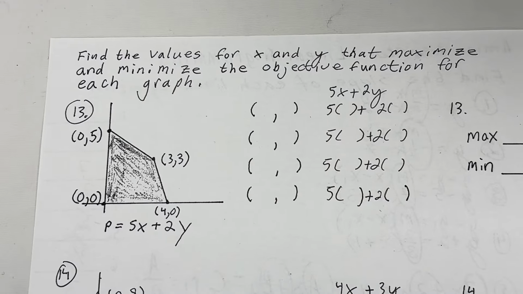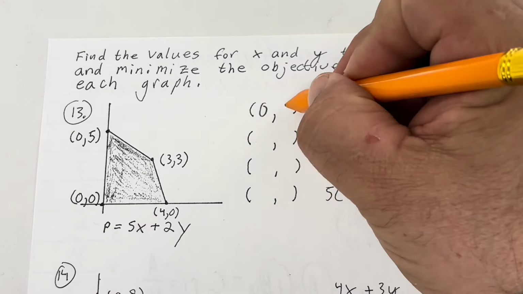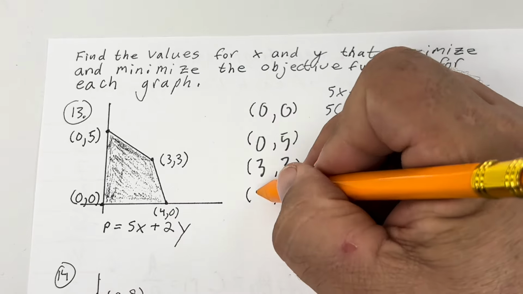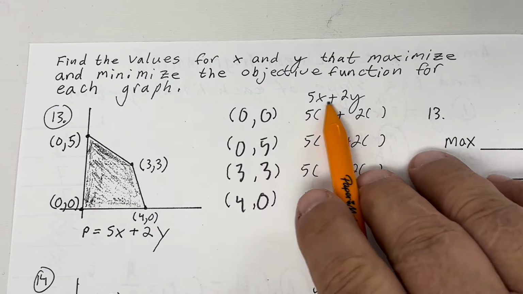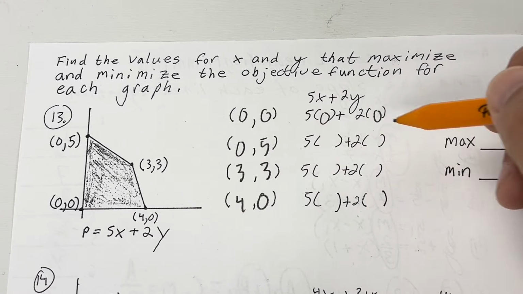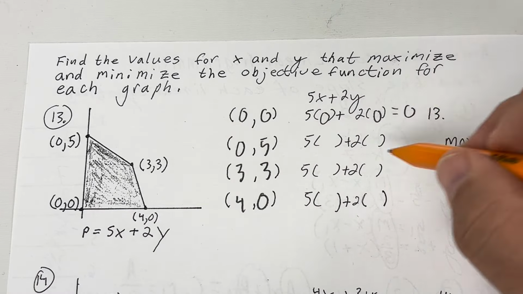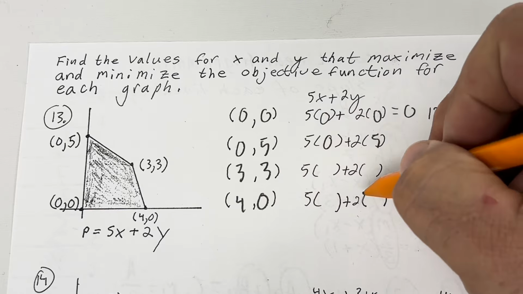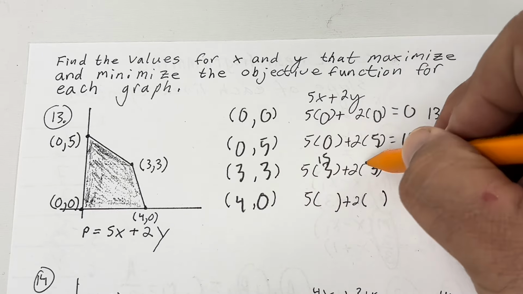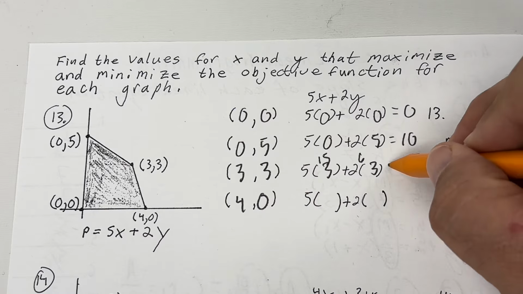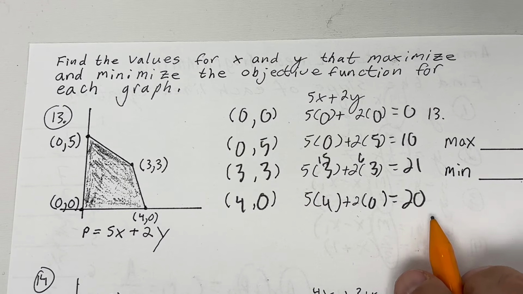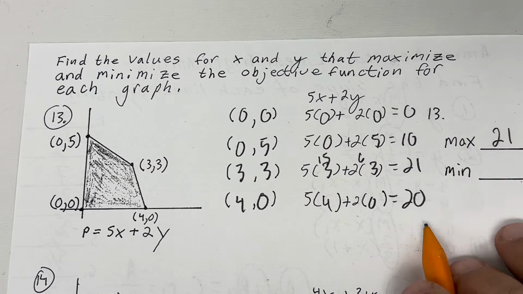Linear programming. So we have our ordered pairs, 0, 0, 0, 5, 3, 3, 4, 0. We have our objective function, 5x plus 2y. We're going to plug in those values. So 5 times 0 plus 2 times 0, that's going to equal just 0. 0, 5. 5 times 0 is 0, plus 2 times 5, that's 10. 3, 3. That's going to be 15 plus 6. That's going to give us 21. 4, 0. That's going to give us 20. So our max value is 21. Our min value is 0.